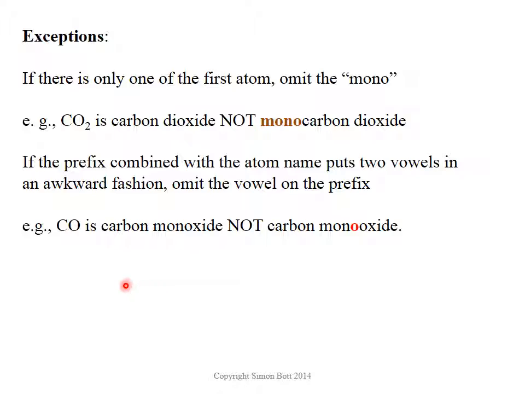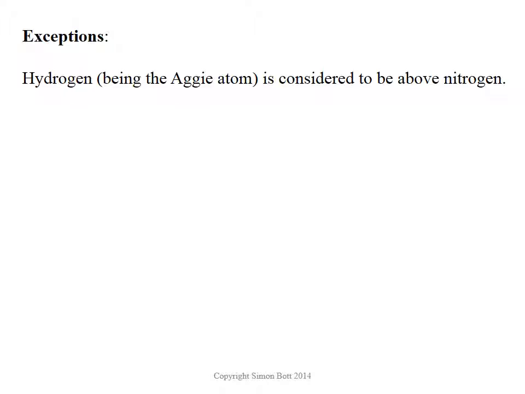However, you are going to see people who even leave off the mono as well there, so just carbon oxide you would read as CO, if people are, of course, applying the rules even semi-correctly. And then, of course, as you'll see as we go through the class, if there's going to be one atom that messes it up, it's going to be the Aggie atom, hydrogen.